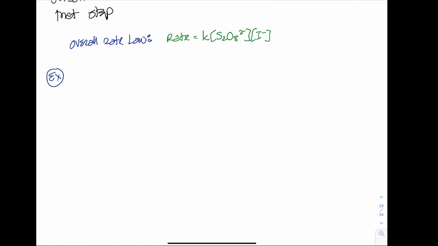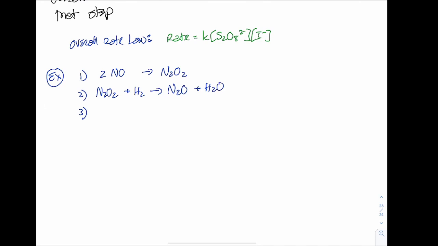This one is going to have 3 steps. So step 1, step 2, and step 3. My first one, 2 nitrogen monoxides going to N2O2, and then N2O2, dinitrogen dioxide, plus hydrogen going to dinitrogen monoxide plus water. And then step 3, dinitrogen monoxide plus water going to nitrogen plus water.